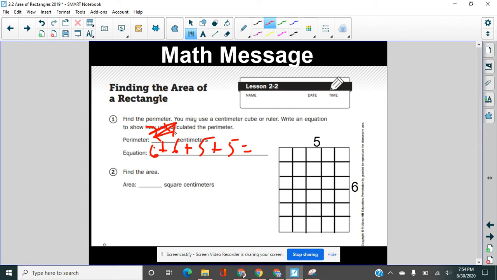Erase. 22. If you were thinking, what was Mr. White talking about? Yep. So 6 plus 6 is 12, 5 plus 5 is 10, and the perimeter is 22.